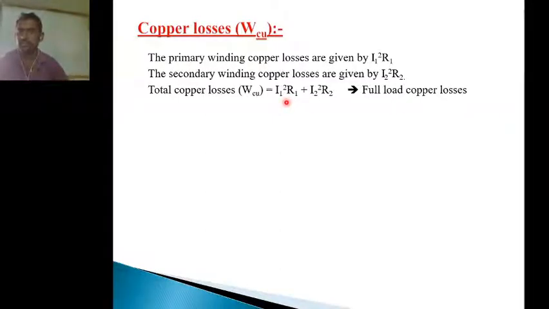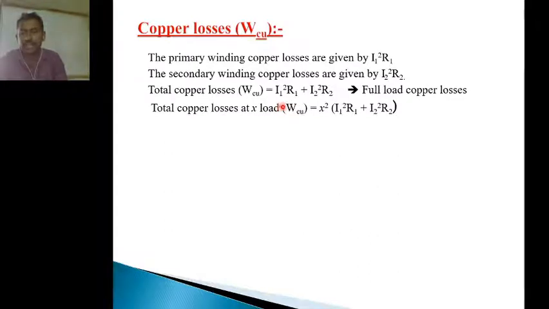I1 and I2 values will vary, so because of that, these losses will vary with load. That's why these copper losses are called variable losses. The total copper losses at any load x can be given as x square into I1 square R1 plus I2 square R2, where x is the load. That means the load may be either half load, full load, or 1/4 load, like that. So this is about the copper losses.